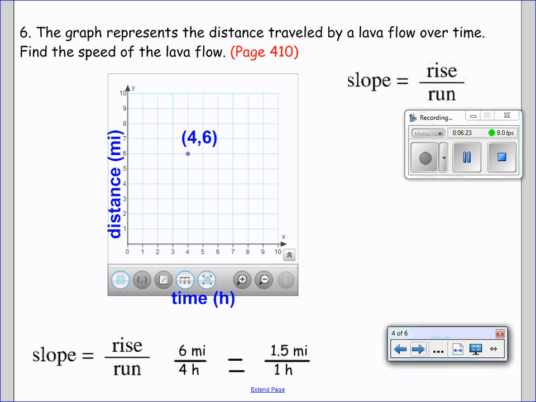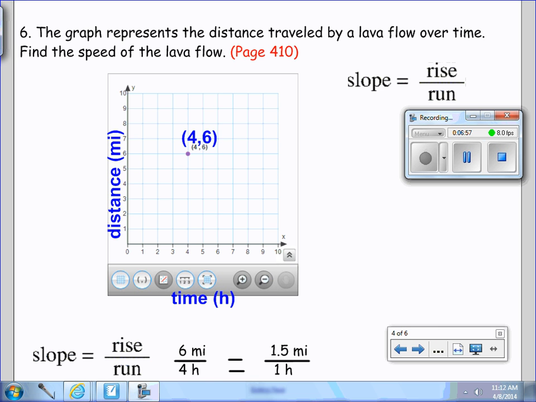Okay, so now we'll be having word problems and the graph. The graph represents the distance traveled by lava flow over time. Find the speed of the lava flow. Now this is in your textbook on page 410 if you'd like, but I put the graph up here for us. Remember, we have slope is rise over run. Note in our graph that the distance is going to be the y-axis. The time is going to be the x-axis.